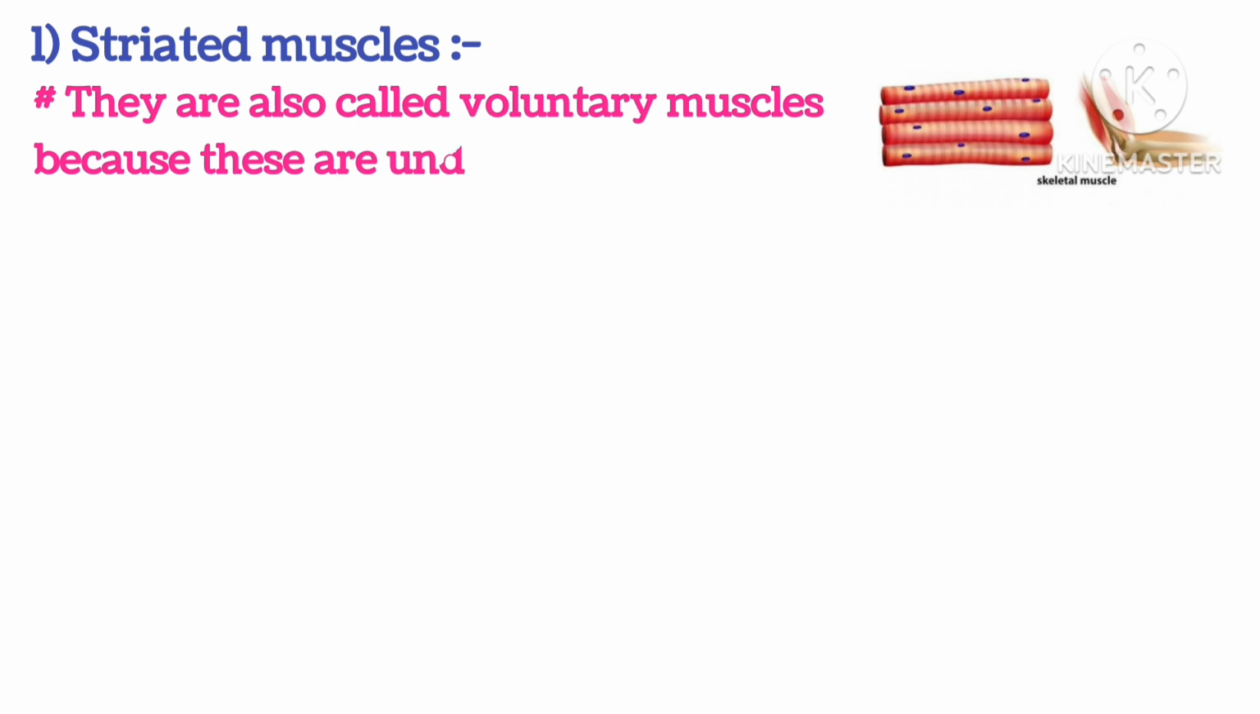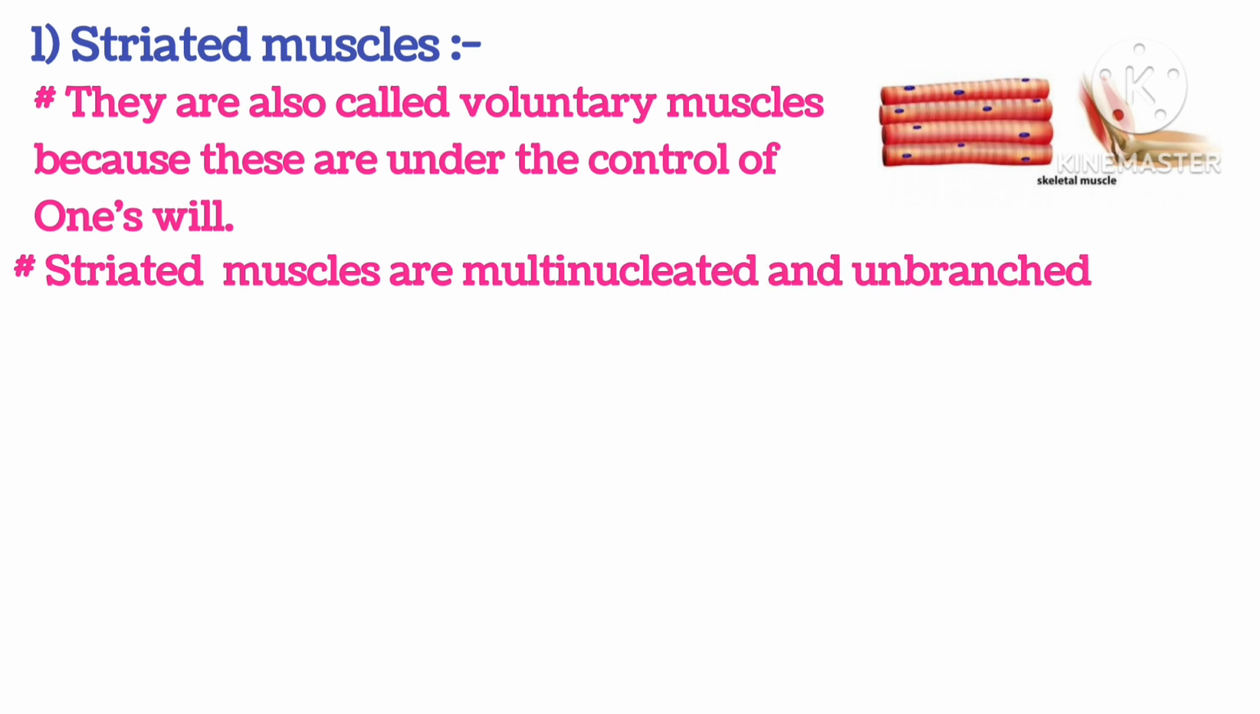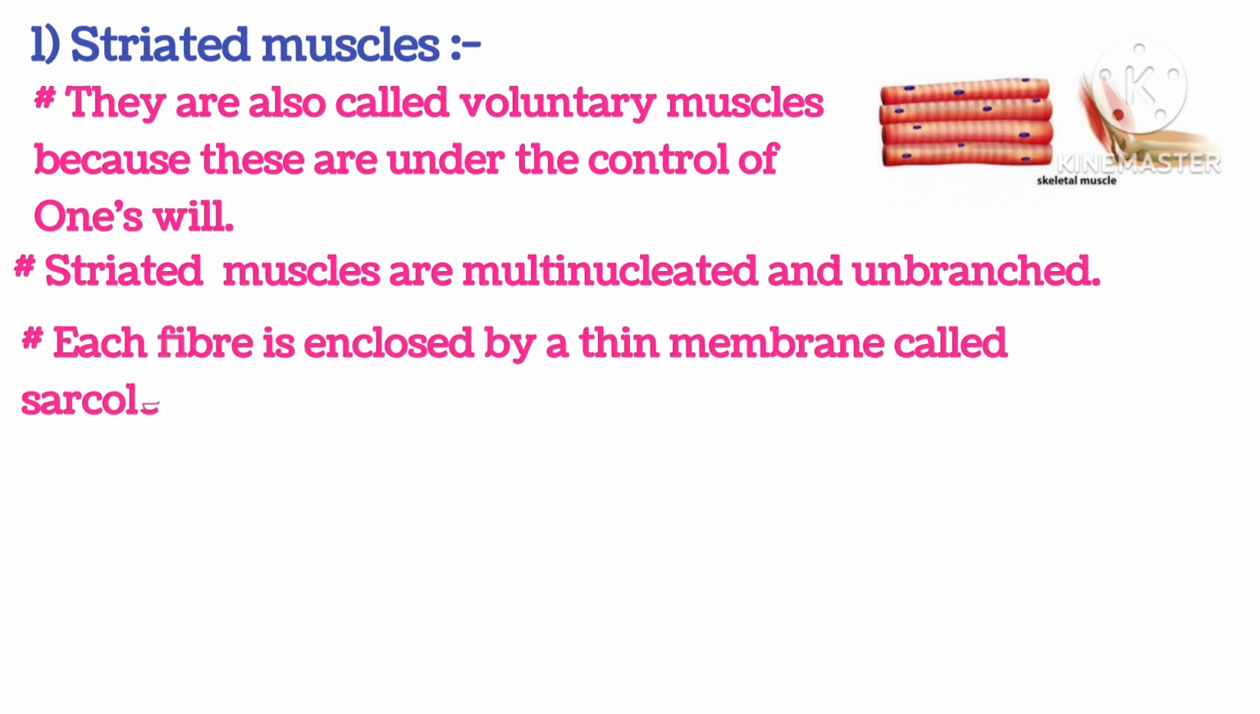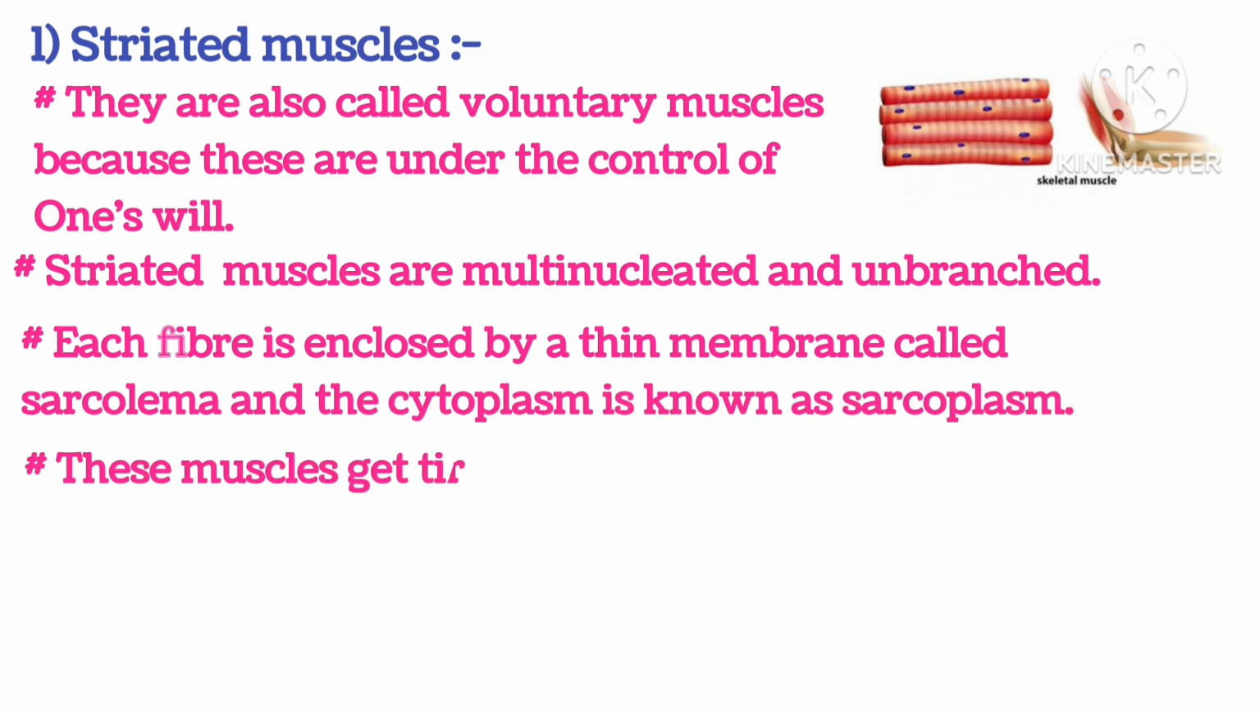Striated muscles are also called voluntary muscles because they are under the control of one's will. Striated muscles are multinucleated and unbranched. Each fiber is enclosed by a thin membrane called sarcolemma, and the cytoplasm is known as sarcoplasm. These muscles get tired and need rest.